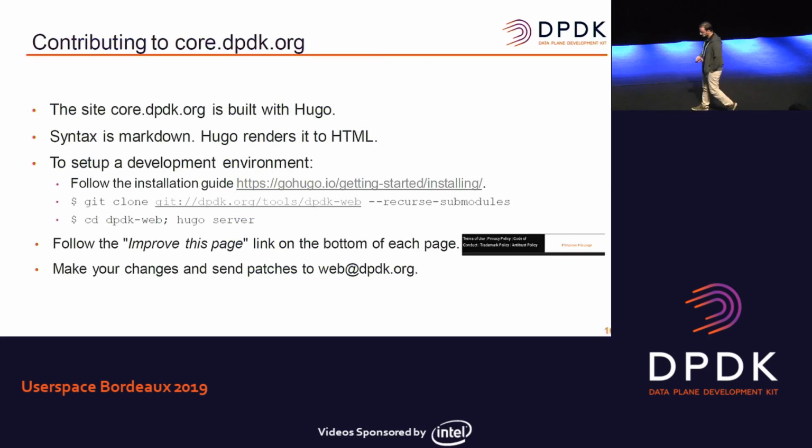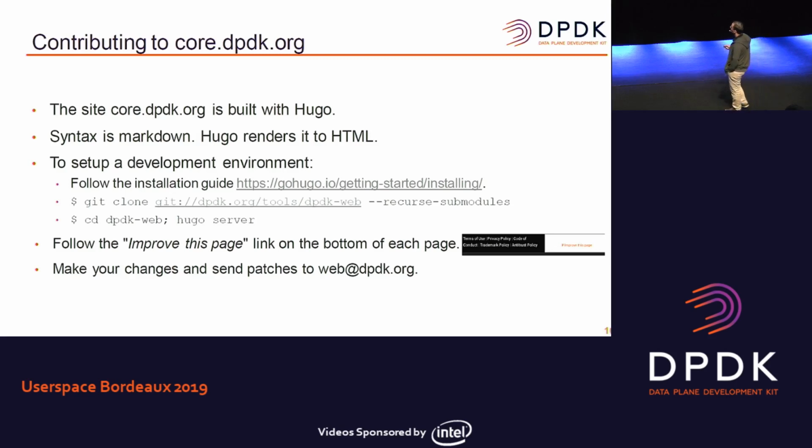Core.dpdk.org is built with a framework called Hugo. Hugo is a framework that is used to build websites. It is very fast. Hugo takes markdown files and renders them to HTML. To set up a development environment, you need to follow this guide. And then you'll end up with a binary executable named hugo.